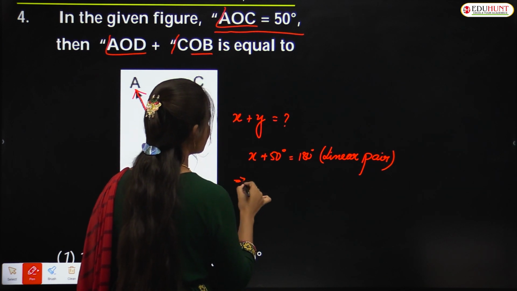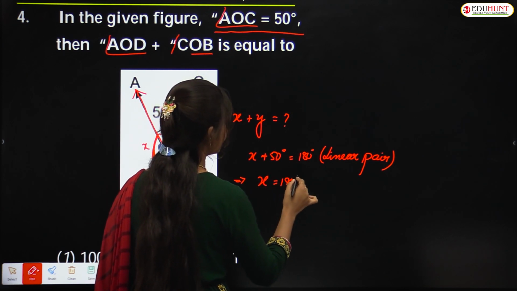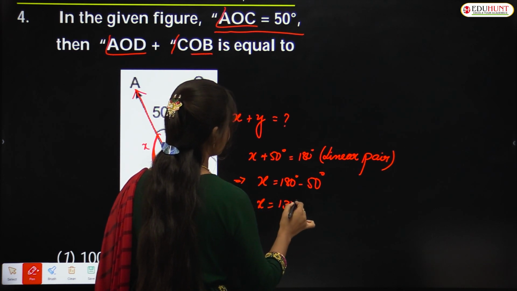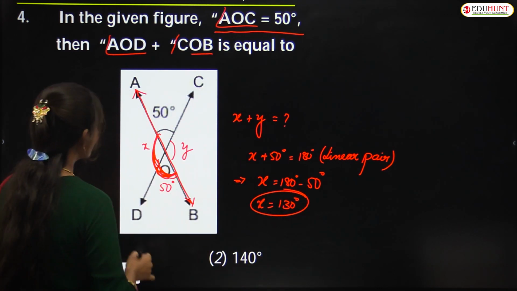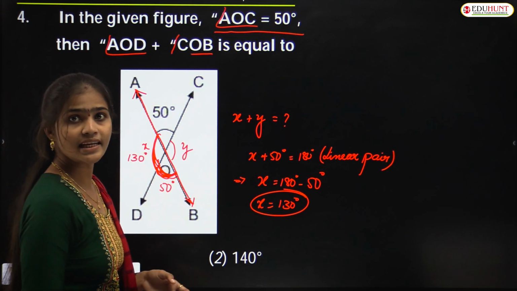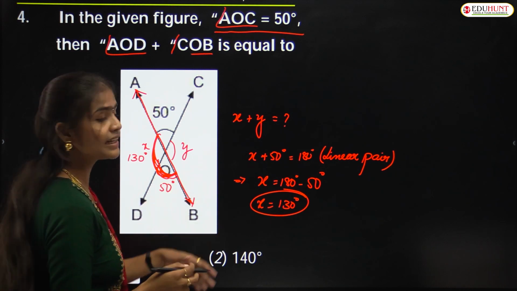Okay, so from this one, x is equal to 180 degrees minus 50 degrees. So x is equal to 130 degrees. Okay, so we got that here x is equal to 130 degrees. No need to apply the same condition again. Directly we can find the other angle.